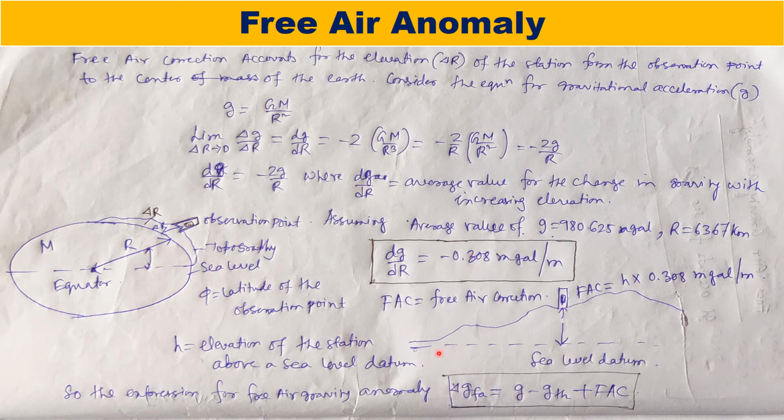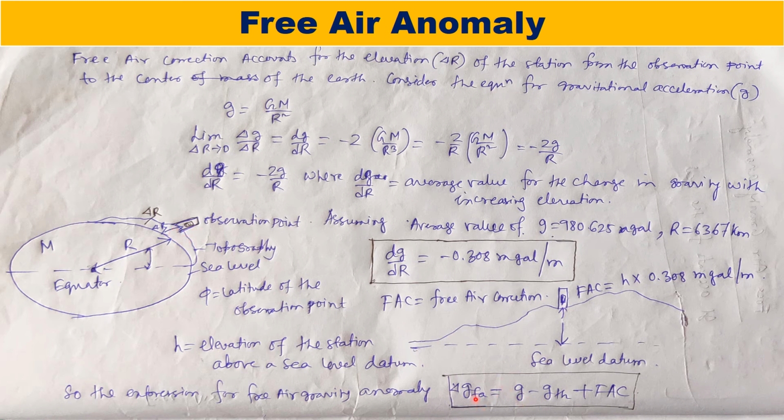Here is a sea surface, that is the topography, and the station is above the level. There is a pictorial depiction. So the free air correction is that height times 0.308. To compensate for this gravity loss, we have to add this value to our observed gravity value along with the theoretical correction. So I hope it is clear to everyone. Here, h is the elevation of the station above the sea level datum.